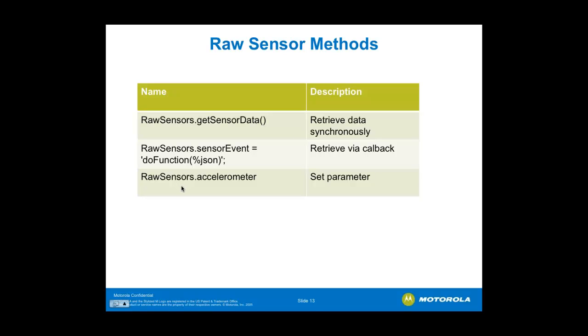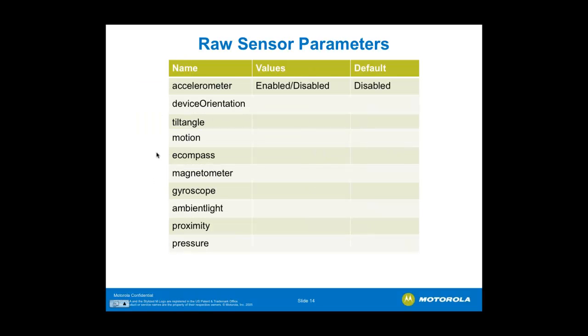And then, of course, to set the parameters, you'll call whatever individual property it is. So to set a parameter on accelerometer, you call that. You'll call raw sensors magnetometer, etc. So here's some of the parameters. This isn't even all of them. There's just so many here. Accelerometer, and you'll set it to enabled or disabled. It's by default disabled. So accelerometer, device orientation, tilt angle, motion, e-compass, magnetometer, gyroscope, ambient light, all of these sensors can be enabled or disabled.